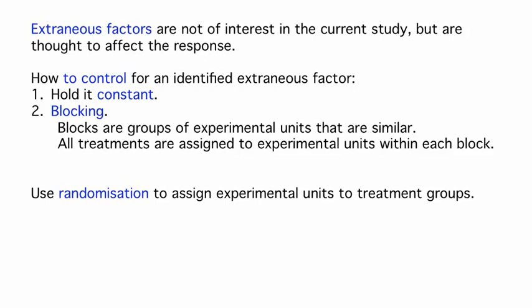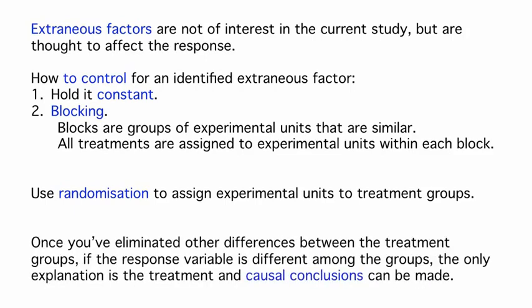Once we have a randomized experiment to compare treatments, we have a study for which, if we observe differences among the treatment groups, we can conclude that it was the different treatments that caused the difference in the response. The idea here is that we've eliminated any other differences between the groups. So if the response variable is different, the only explanation is the different treatments, and cause and effect conclusions can then be made. There are three fundamental principles of experimental design.